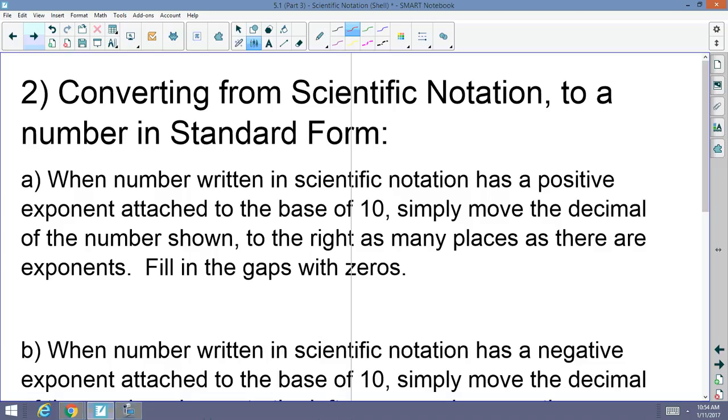Converting scientific notation to a number in standard form. This is the easy part. When a number written in scientific notation has a positive exponent attached to the base of 10, simply move the decimal of the number shown to the right as many places as there are exponents. Fill in the gaps with zeros.